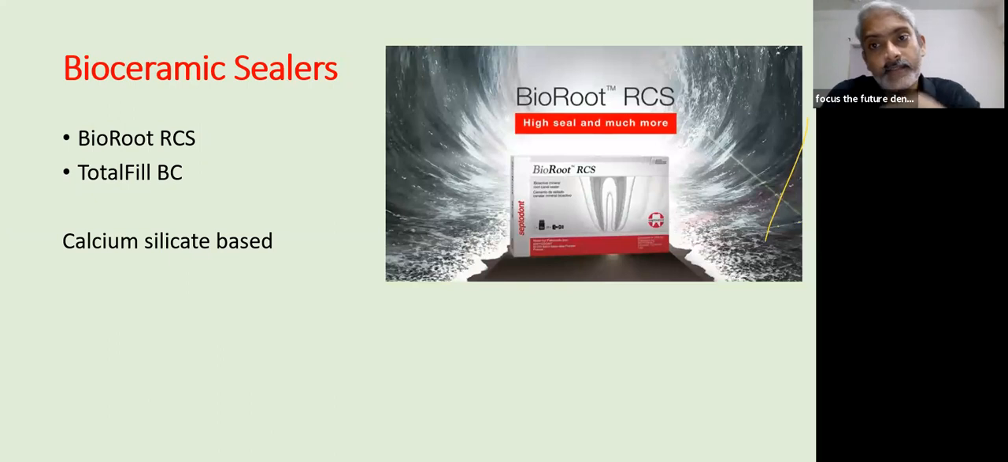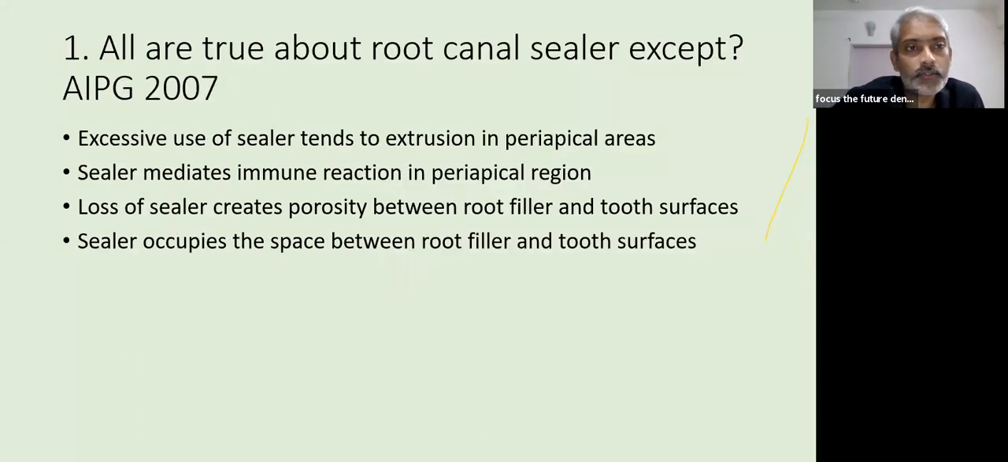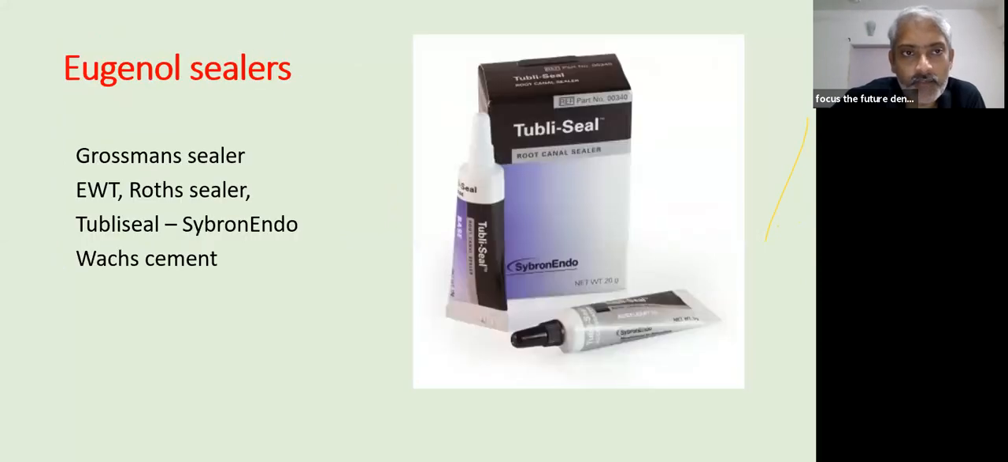Then comes the latest, the bioceramic sealers. Bioceramic sealers are going to be the breakthrough in endodontics because they are calcium silicate based materials which are highly biocompatible and also give a good seal. Examples are BioRoot RCS from Septodont and Total Fill BC from FKG. BC means bioceramic sealer. You should know these brand names, BioRoot RCS and Total Fill BC, because these names may be asked as an MCQ question. Hope you understood the classification of sealers.